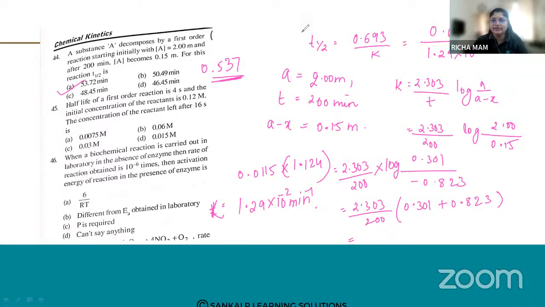Is this clear? So T half, half-life period, on the basis of first order reaction, is very important. So questions are mostly asked from that part. Okay, so next question, 45th question.